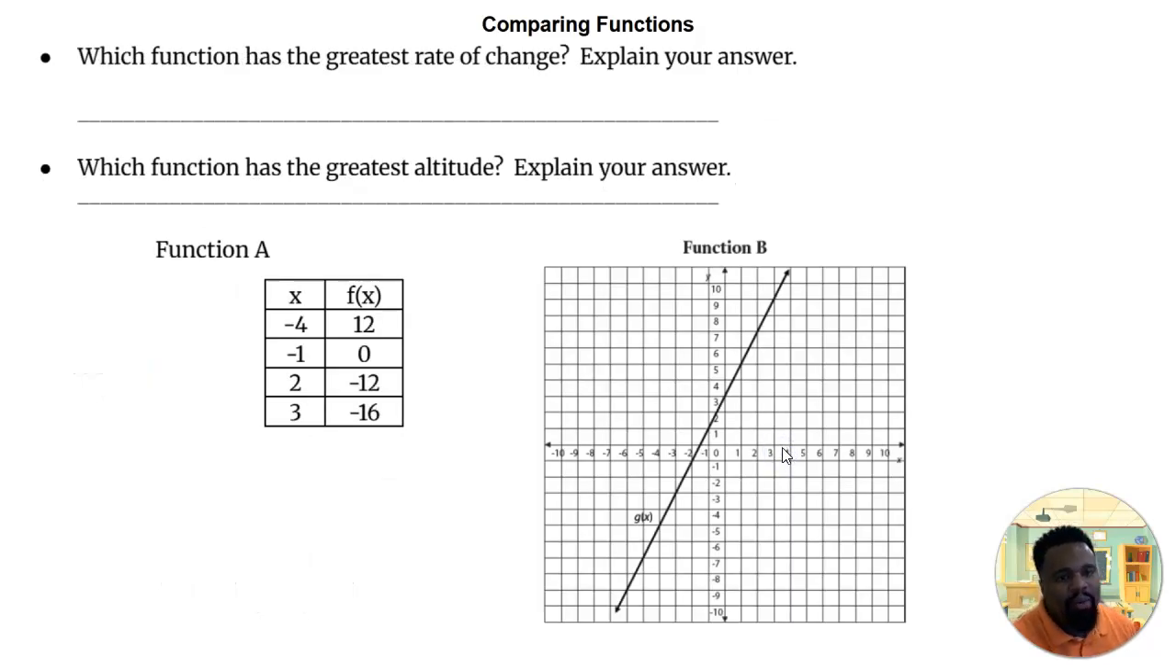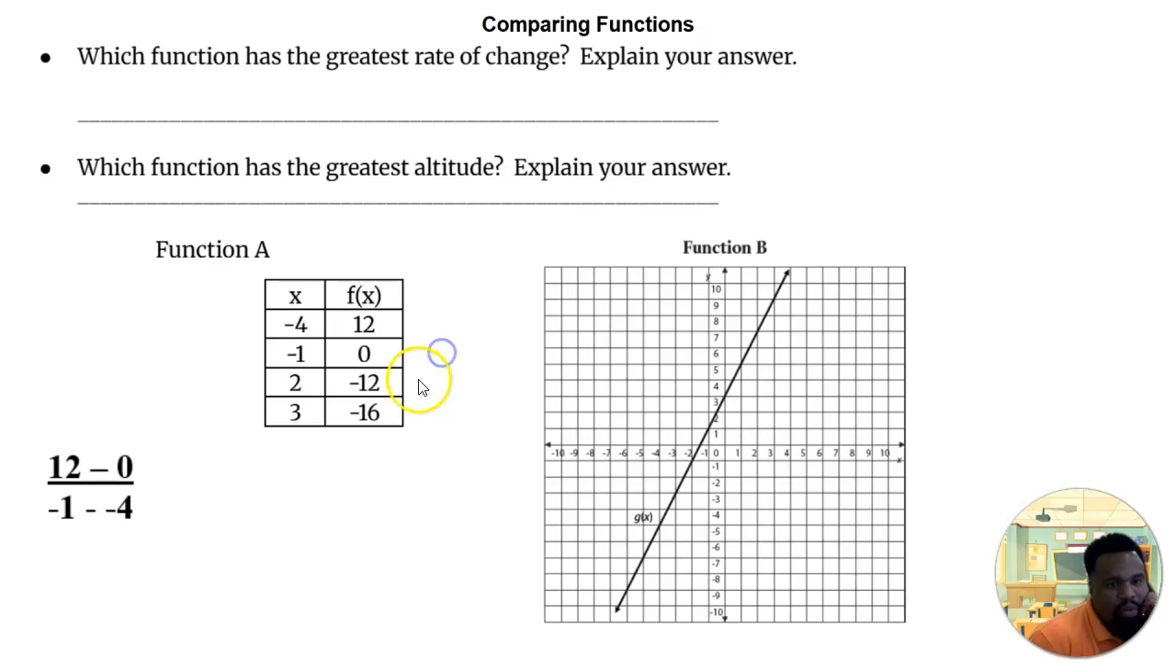All right. Let's take a look here. We got function A, which is a table, versus function B, which is a graph. Which function has the greatest rate of change? So again, with your table, you can do your slope formula, your y2 minus y1 over x2 minus x1. And then function B, you could do your rise over your run. So let's look at function A. This is x1, x2, y1, y2.